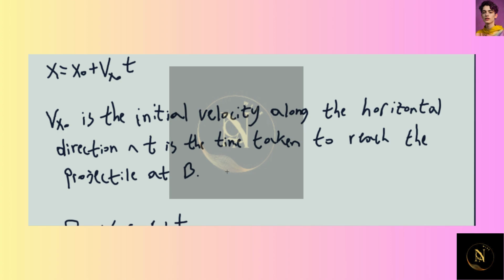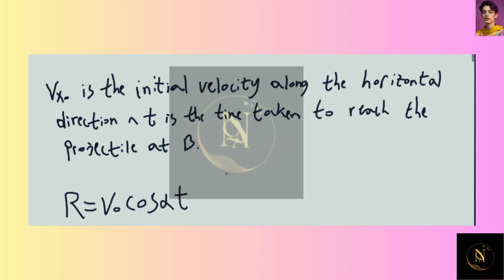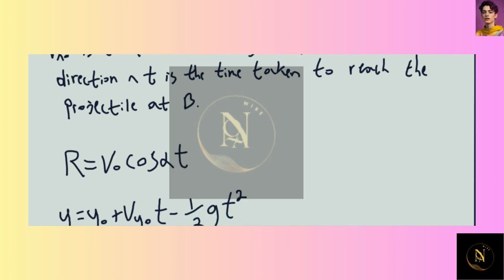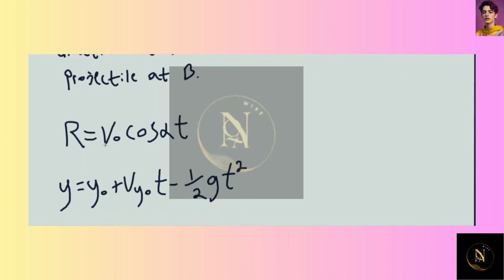So then we substitute in 0 for x naught, v naught cosine alpha for v sub x naught, and r for x into our equation, and we get r is equal to v naught times cosine of alpha t, where v naught is the initial velocity at an angle of alpha.